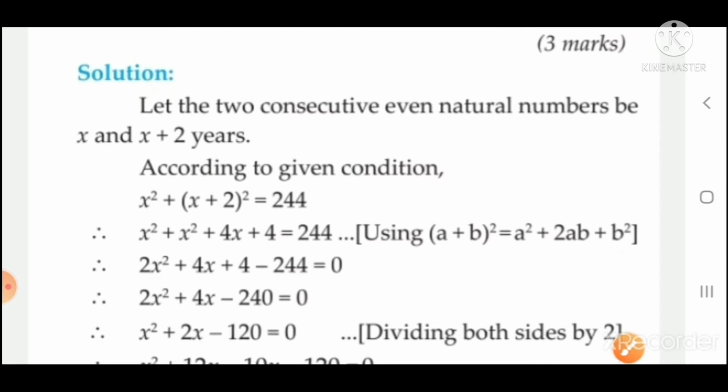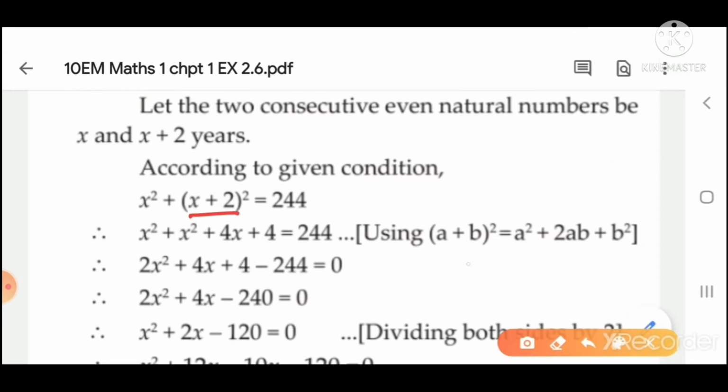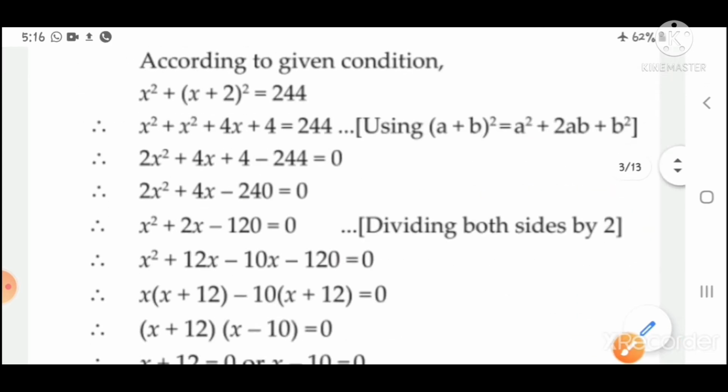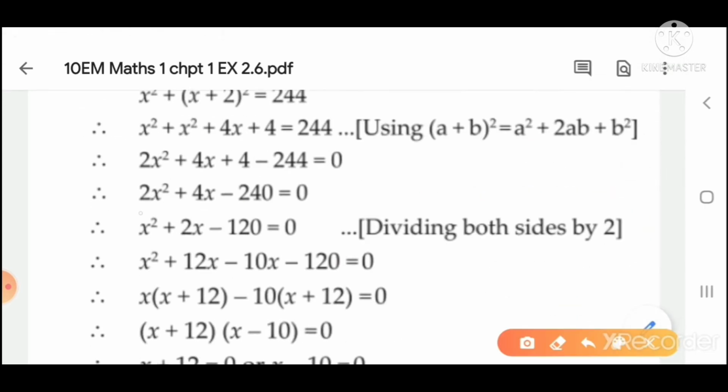This is the formula of a plus b the whole square. You know this formula, a plus b the whole square is equal to a square plus 2ab plus b square. So you have to apply this formula and write this. Once you get this, x square plus x square becomes 2x square. 4x will remain as it is and 244 will come on the left hand side, becoming minus 244. So 4 minus 244 becomes minus 240. Now this is the form of a quadratic equation.